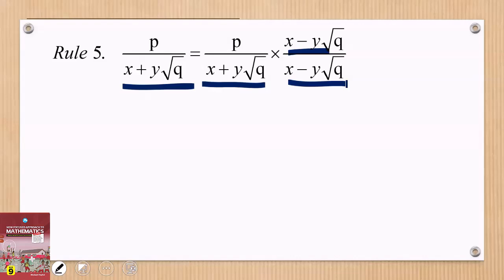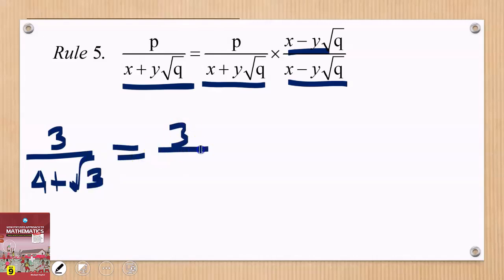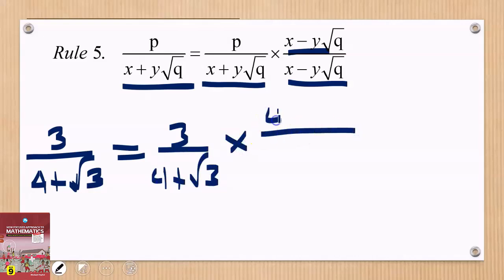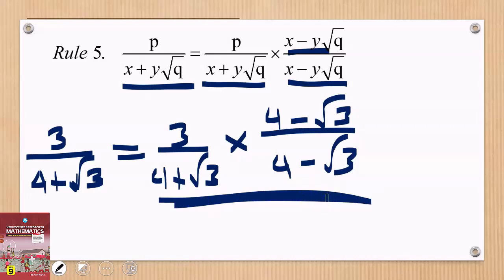What it means is that in future, if I give you, let's say, 3 divided by 4 plus root 3, this is the same as writing 3 over 4 plus root 3 and multiplying both the numerator and denominator by 4 minus root 3 over 4 minus root 3. So I just pick the denominator and change it to its conjugate and multiply both numerator and denominator by the same conjugate. So I can now simplify this work and get my answer.